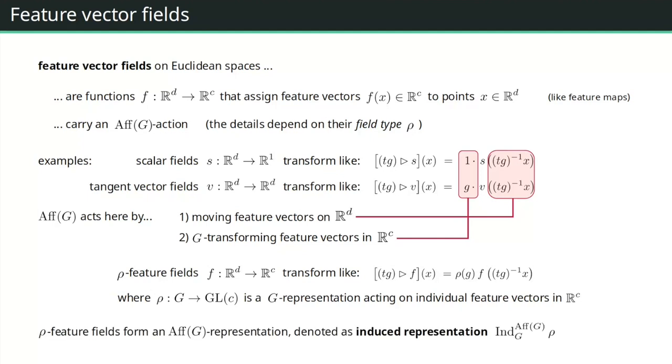Yeah, and again, this group action is linear, and we have a vector space of feature fields. So this is actually an affine group representation, and it's denoted as the induced representation of rho. So rho is a G representation, and we get out an affine group representation, and this step of going from this G representation rho to the affine group representation is done by the induction functor, which just lifts a representation from G to the affine group of G.